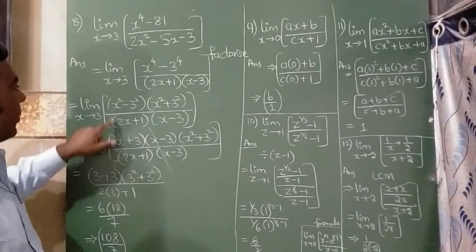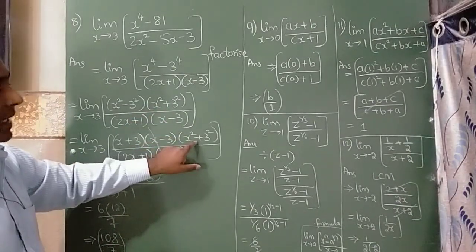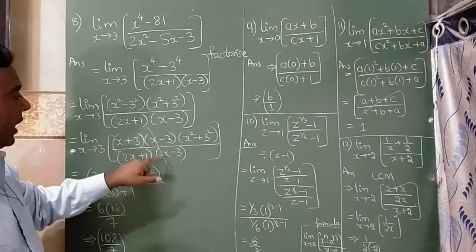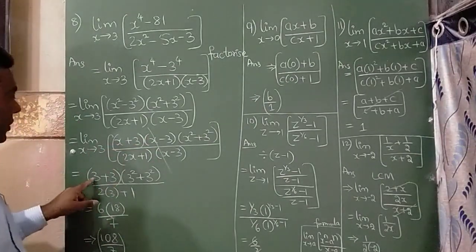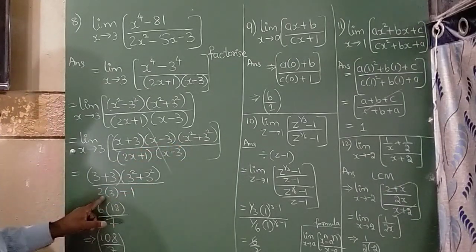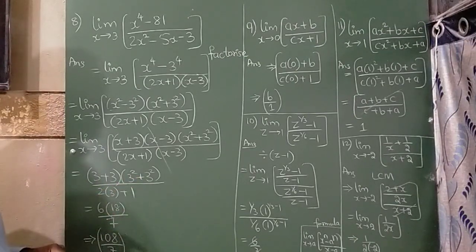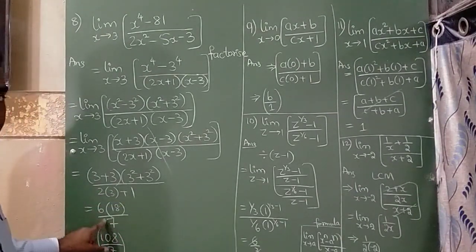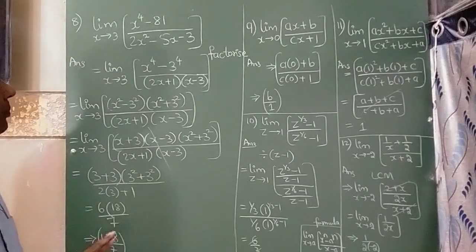Again we are going to apply the formula a square minus b square, that is a plus b, a minus b. This you have to write as it is because there is no such formula for that. Denominator write as it is. Now numerator and denominator get cancelled. Where there is an x, put 3. So 3 plus 3 here, 3 square plus 3 square divided by 2 into 3 plus 1. 3 plus 3 is 6. 3 square plus 3 square, that is 9 plus 9 is 18, divided by 2 3s are 6 plus 1 is 7. 6 into 18 is 108 divided by 7.